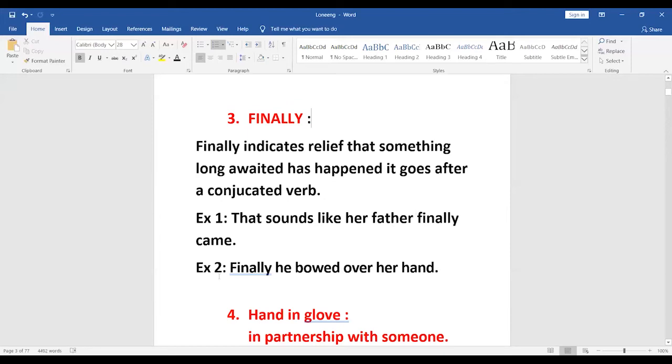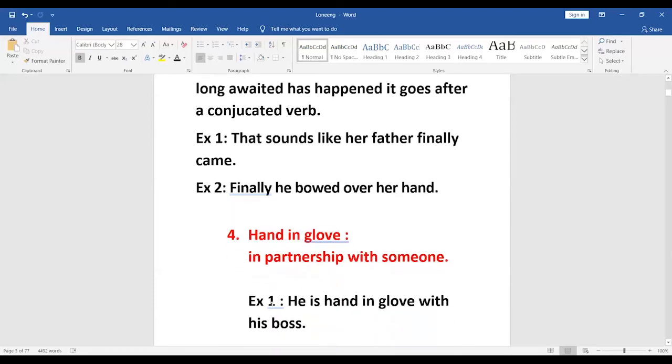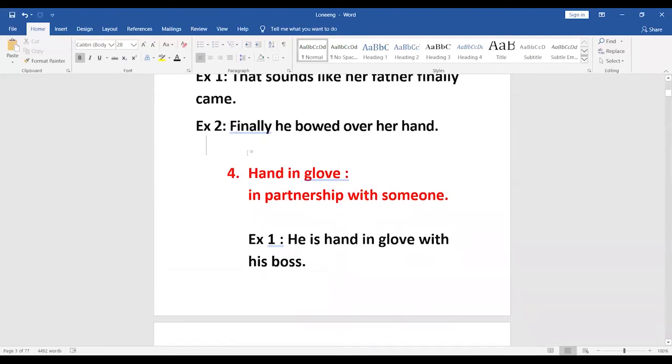Okay. Example two: finally, he bowed over her hand, which means he's proposing and leaning over. All right. So probably they went for dinner, they ate, they danced, and then finally he bowed over her hand. He's trying to propose. So he finally got the courage to do it, which he has been wanting to do for a very long time, but he did not. This is when you use finally, when you wait for a very long time.